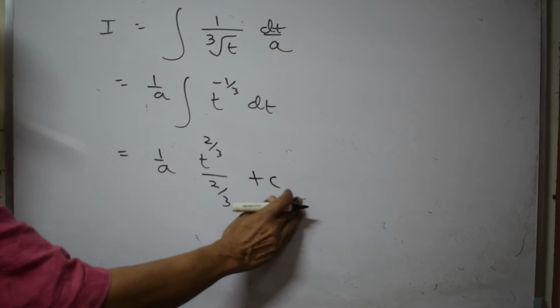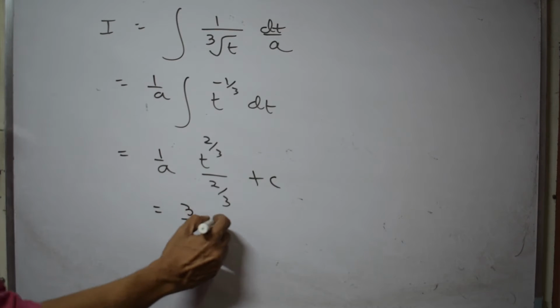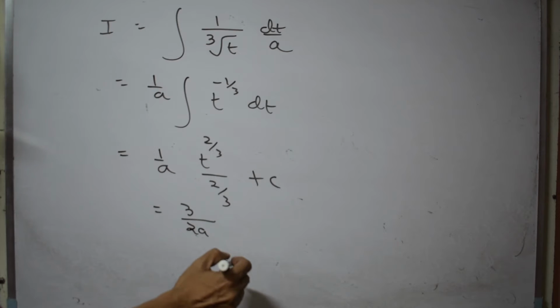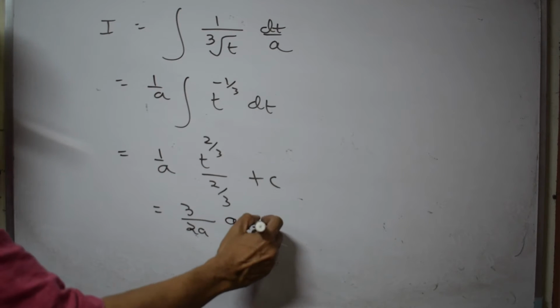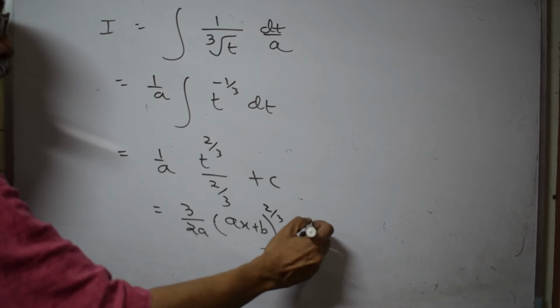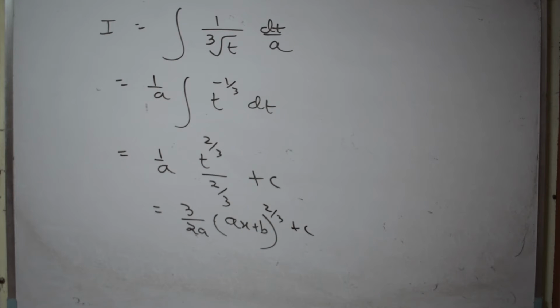So plus c, the final answer is 3 by 2a, t to the power 2 by 3, that means (ax plus b) to the power 2 by 3 plus c. So this is your answer. Instead of t, we have replaced the value.